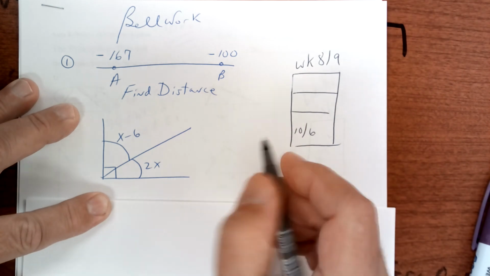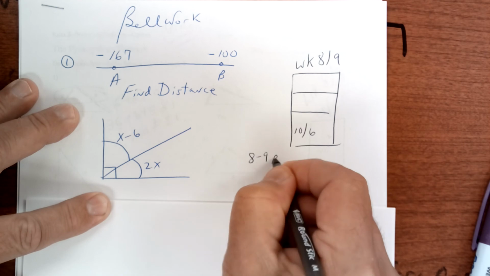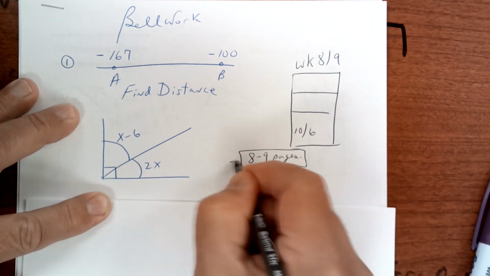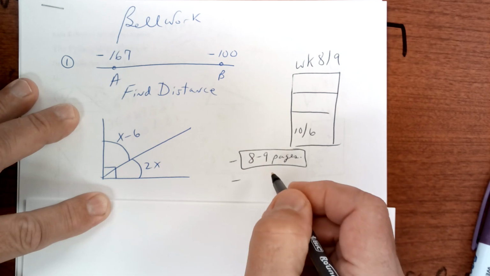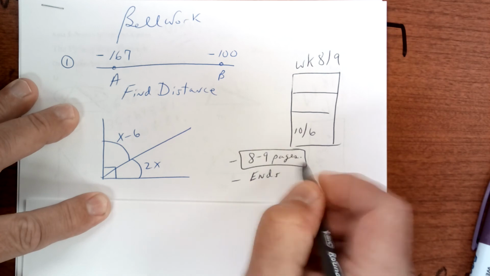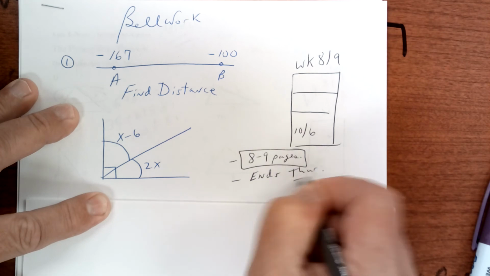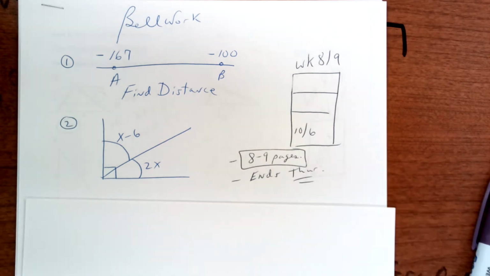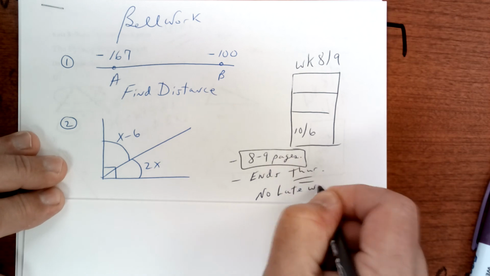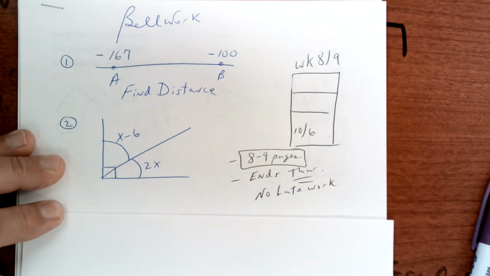You should have 8 to 9 pages only, okay? And it's open now in Canvas, but it closes tomorrow night, so it ends Thursday night. If you do not upload your bell work, you will not get credit, and that is the deadline. There will be no late work. No late work on this. Sorry. All right, let's take a look here.